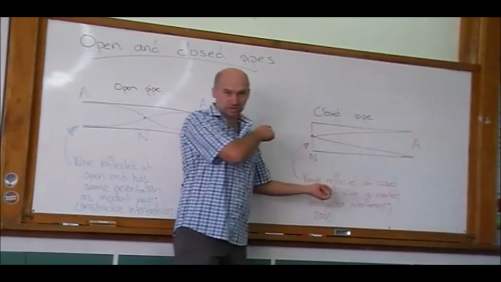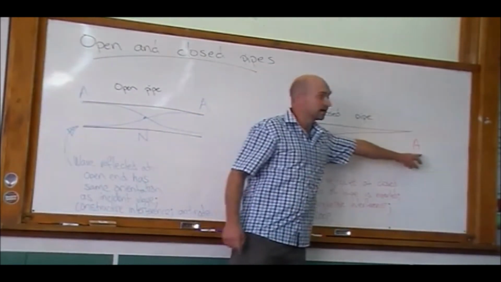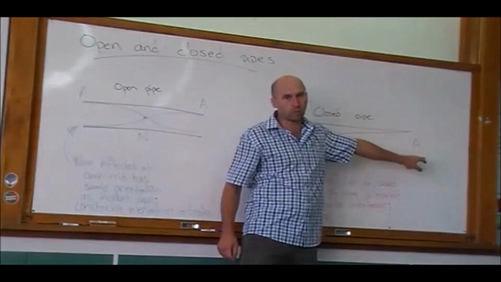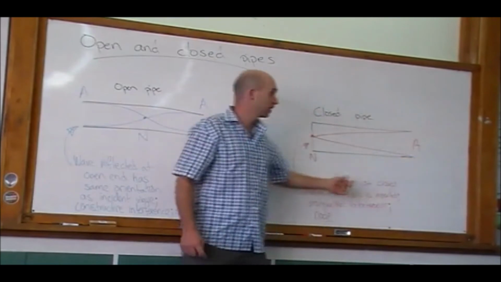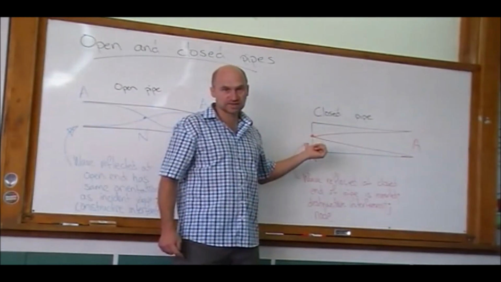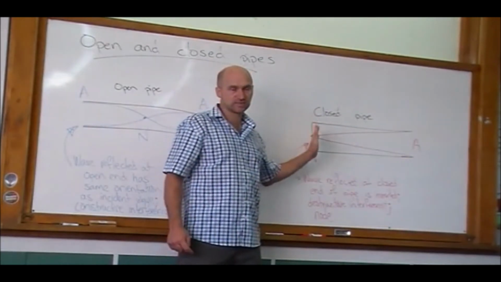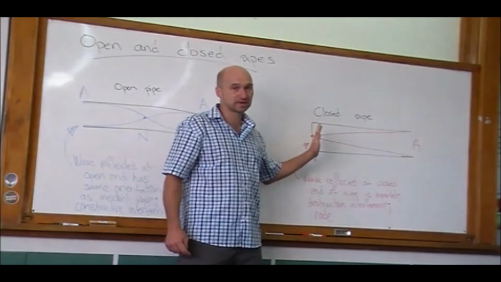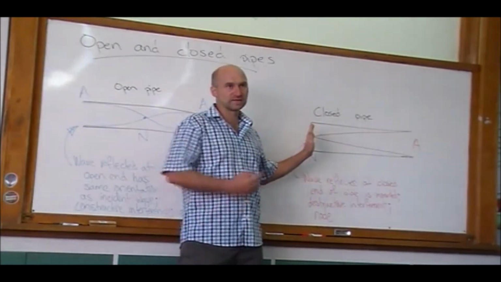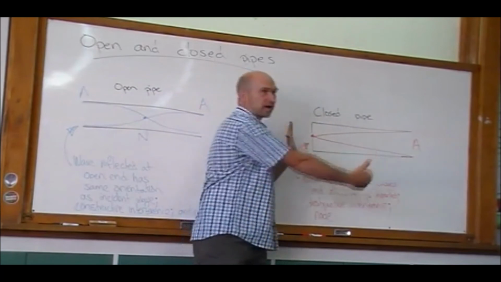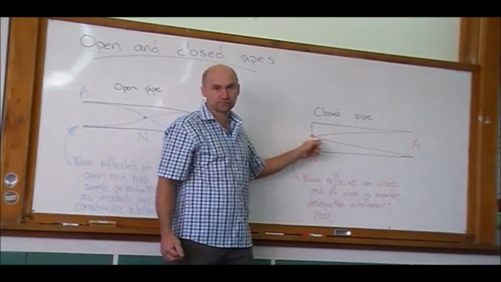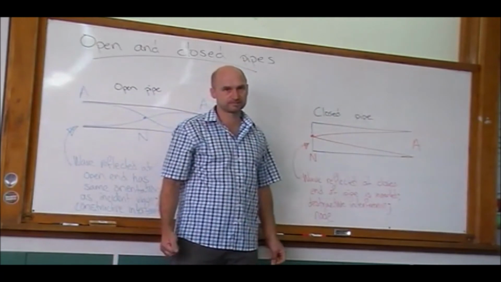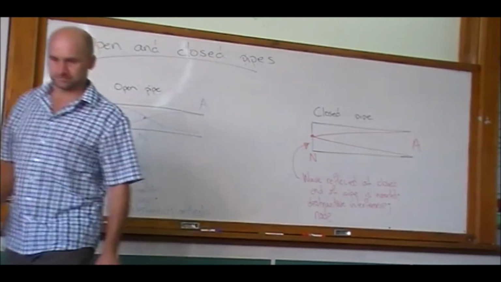If we come across to the closed pipe, the open end is open to atmospheric pressure. It's always atmospheric pressure, whereas the closed end, because it's got a closed end, that pressure can go up and down because those particles have got a wall that they can build up against or spread out from, and so we get a pressure antinode.